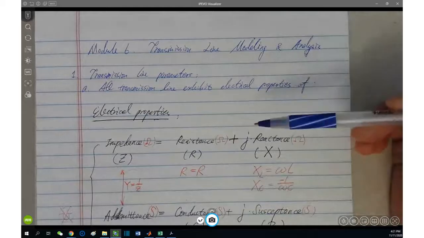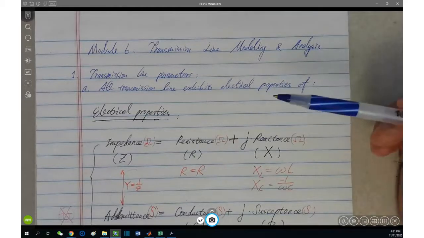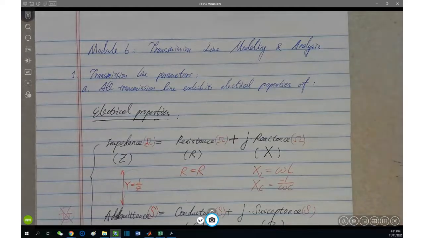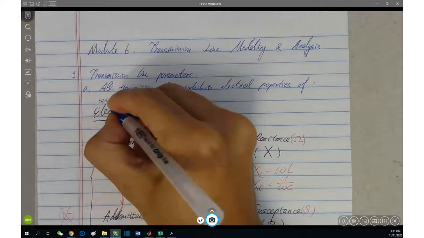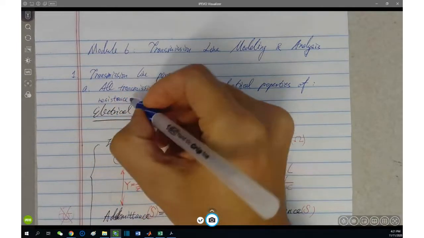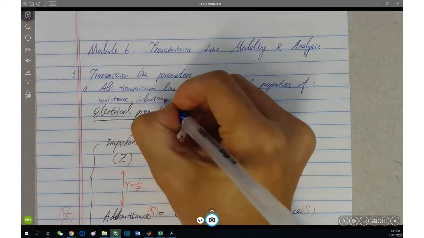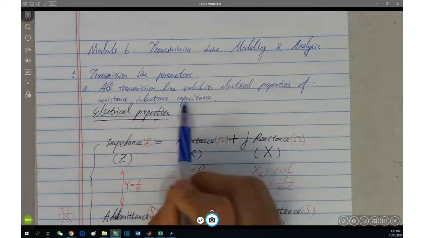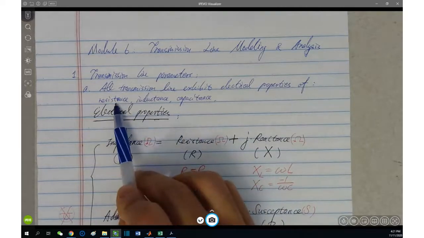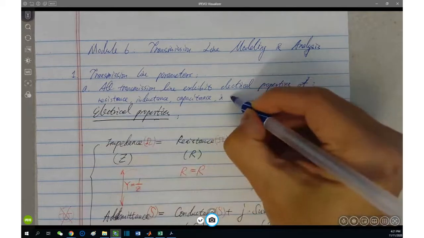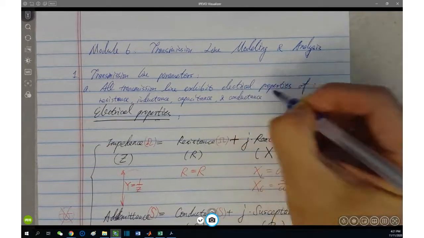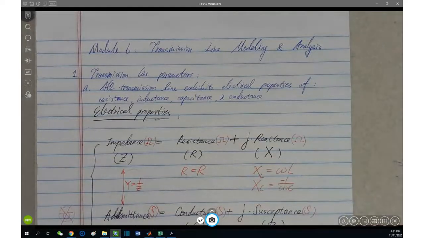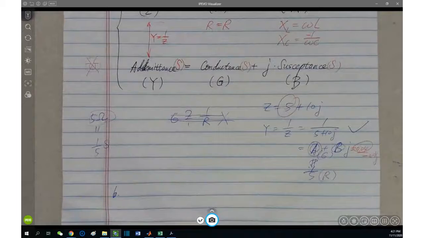But what properties are exhibited inside of the transmission line? Impedance, correct. But actually, you can break this down. So the transmission line exhibits resistance, inductance, capacitance. Therefore, these two contribute the reactance. This one contributes the resistance, right? And the conductance. Resistance, inductance, capacitance, and conductance.